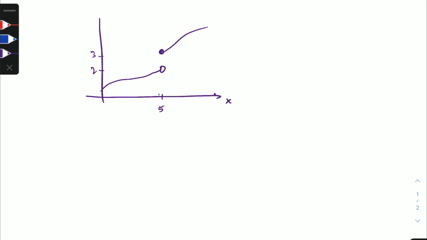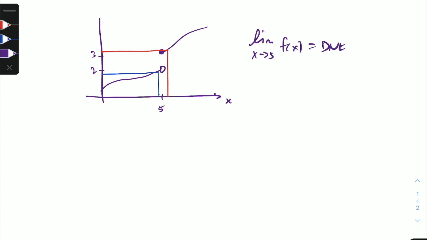and we pick values that are less than 5, we'll get outputs that are close to 2. If, however, we pick numbers that are greater than 5, the outputs are going to be closer to 3. So as we get closer and closer to 5 from above 5, we're getting outputs that are close to 3. So the limit as x goes to 5 of f of x does not exist, because the outputs are approaching 2 or 3, depending on if we approach 5 from above or below.